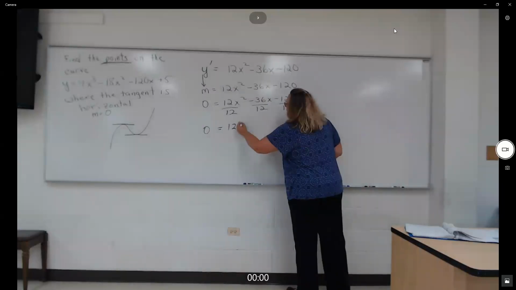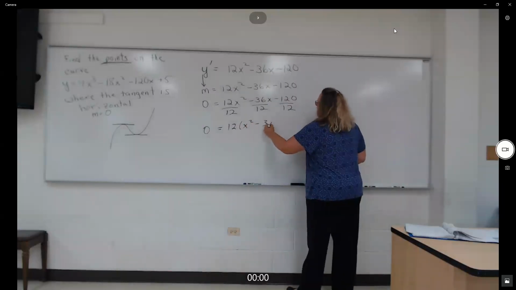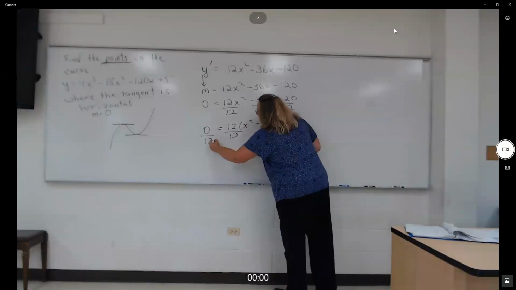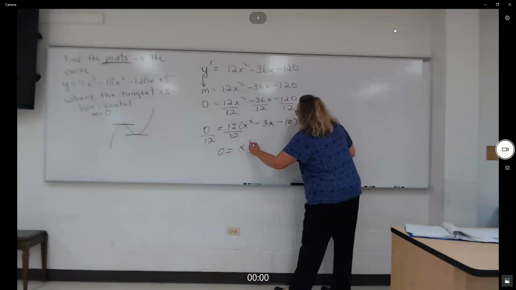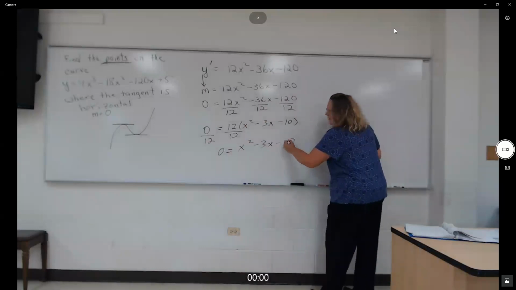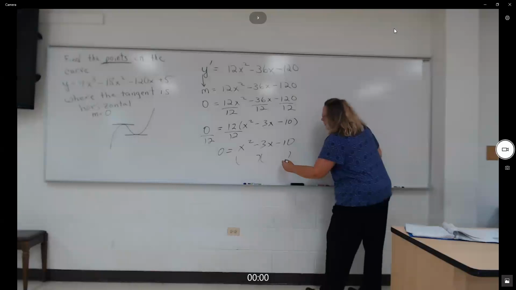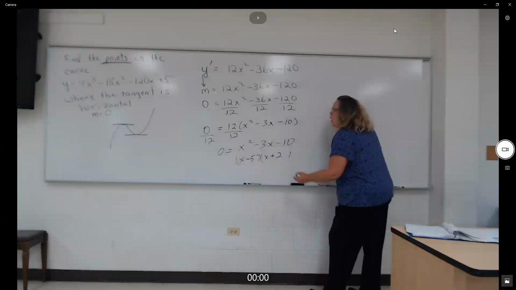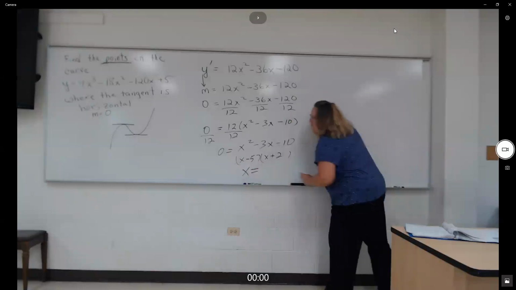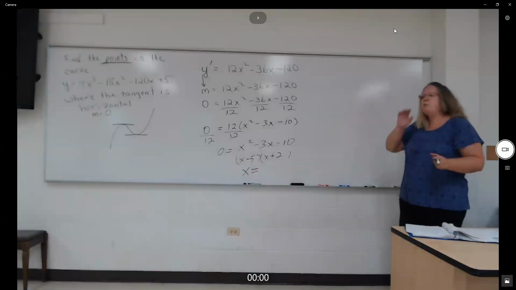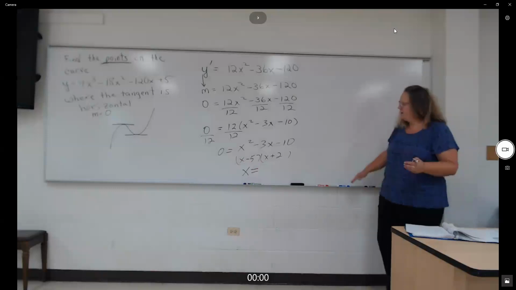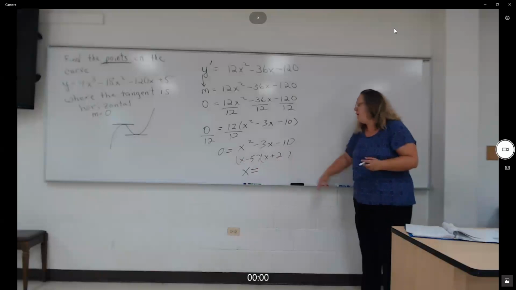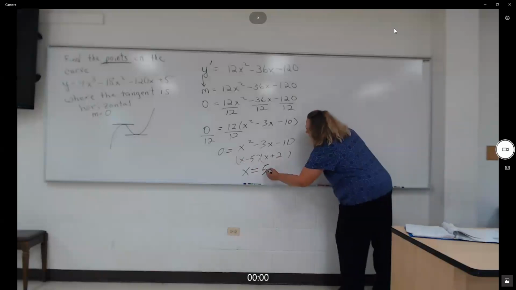Take out the 12: x squared minus 3x minus 10. Divide both sides by 12. You don't really need that. This will factor: x minus 5 and x plus 2, which actually means my x values. Okay? Now, there's a difference between factoring and solving. We got that wrong on the test. This is factoring. If I actually have to solve, then my answer is positive 5 and negative 2.